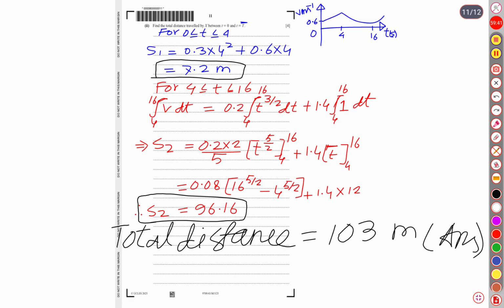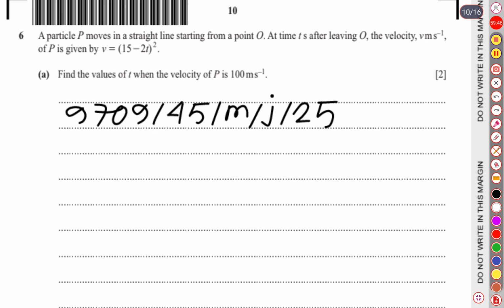Let's see the final question under the same topic. The next question belongs to paper 9709/45 for the session May 25, and we are solving question number 6, which belongs to the same topic we are discussing today. A particle P moves in a straight line starting from a point O. At time t seconds after leaving O, the velocity v meters per second of P is given by v equal to (15 minus 2t) whole squared. Find the values of t when the velocity of P is 100 meters per second.